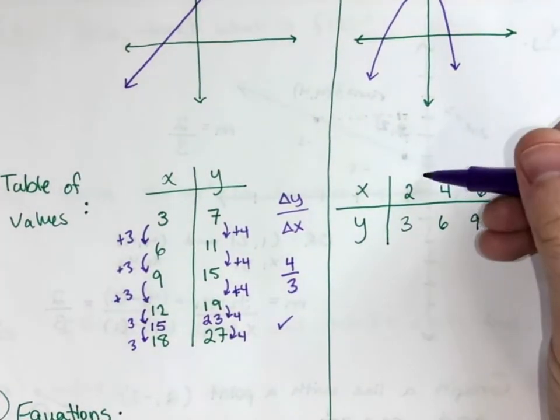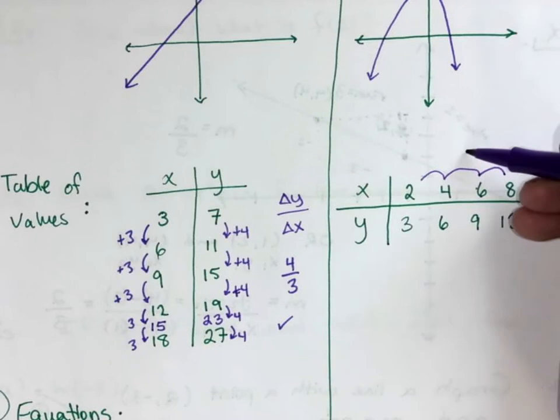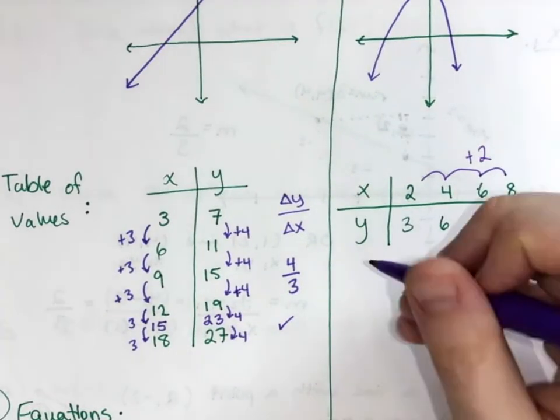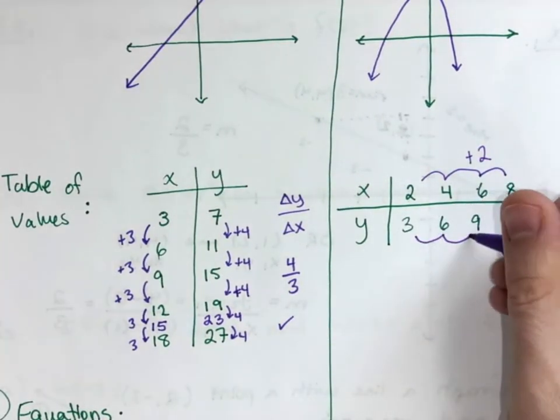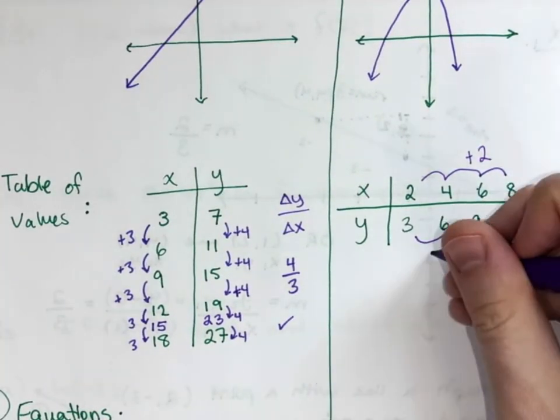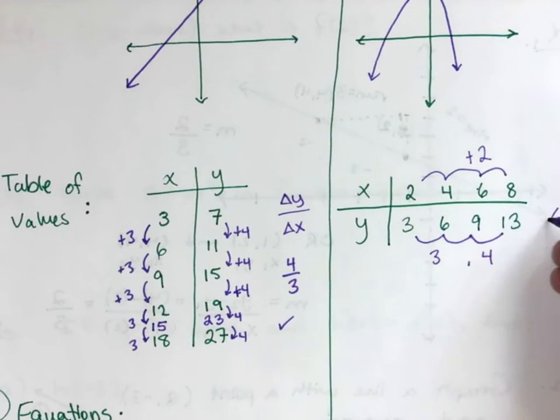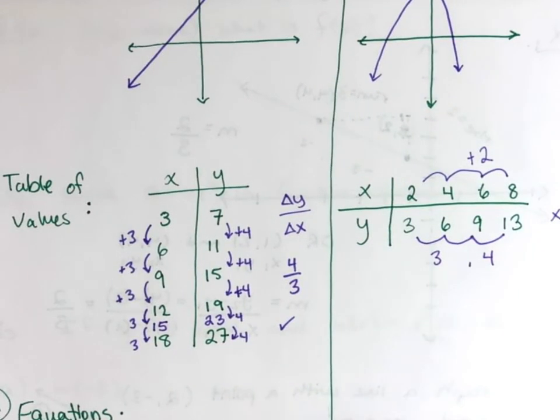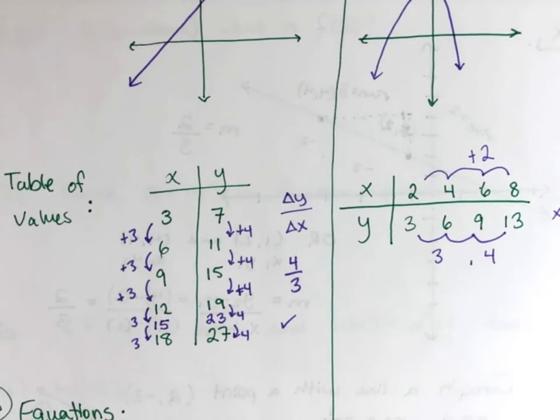Nonlinear. On this one, x is changing by plus 2 every time, so that's so far so good. And then y changes by 3, 3, and then 4. So it's 3 here, but then it's 4 there. That is not a constant change. It changed at one point while the other variable stayed the same. So that is not a linear relationship.